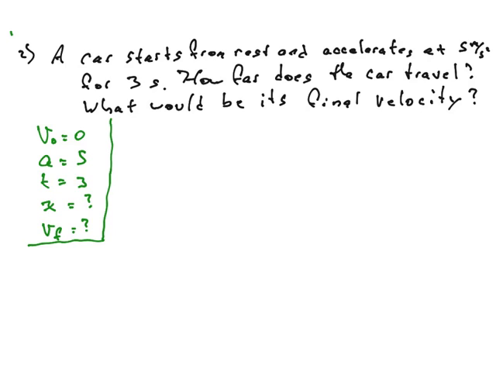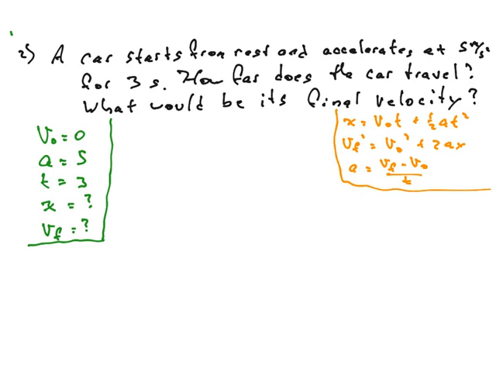Next, write down my equations. X equals V naught T plus 1/2 AT squared. VF squared is V naught squared plus 2AX. And acceleration is final minus initial over time. There's my equations to use. All right, so let's look at part A. Part A says, calculate the distance traveled. How far does the bike go, or the car go?